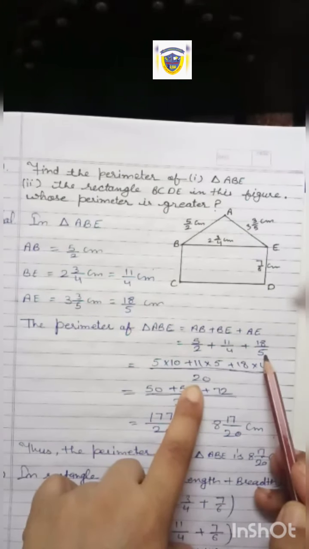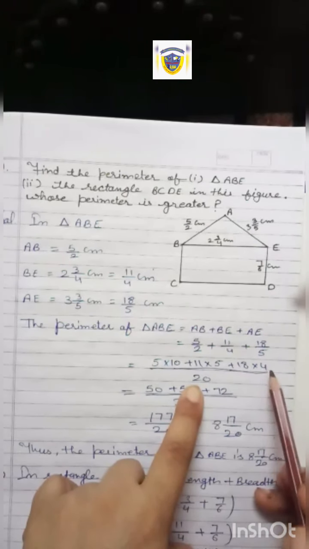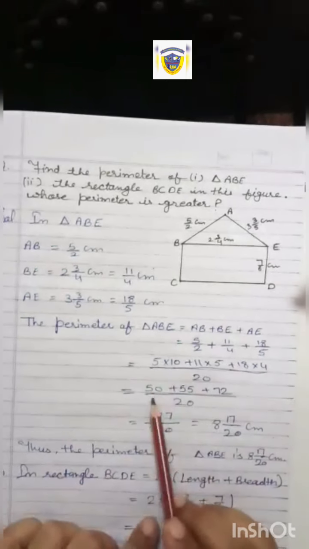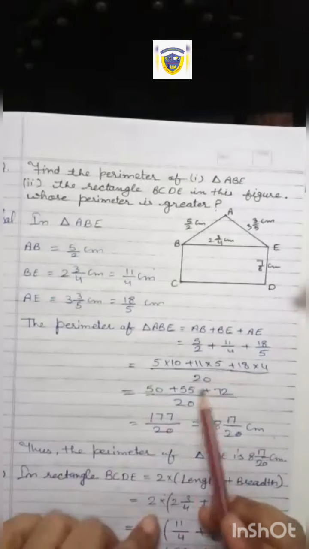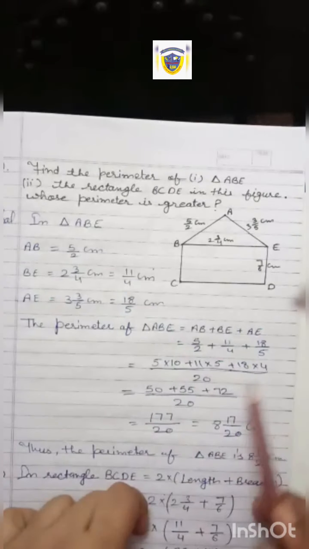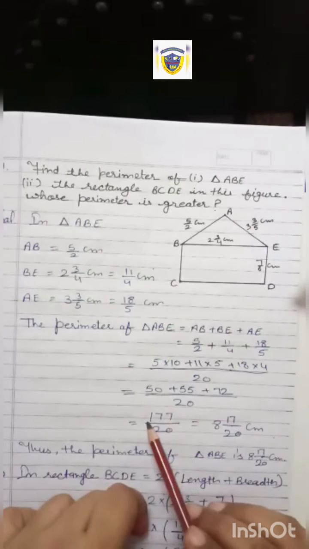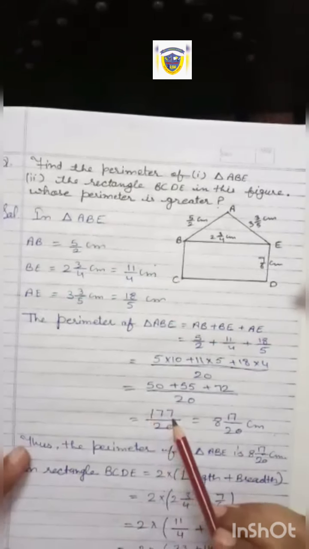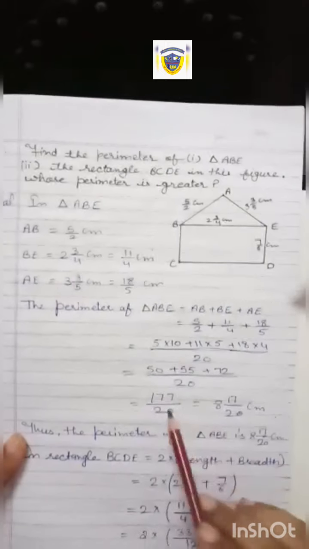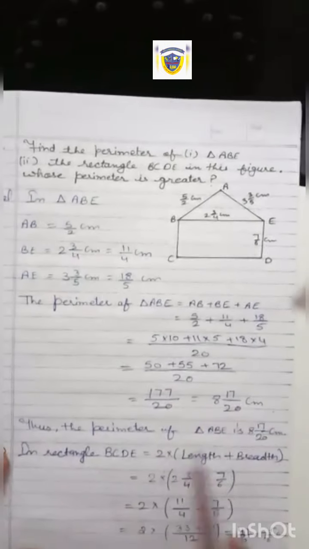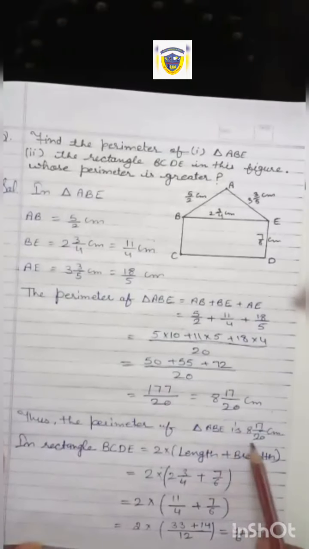20 divided by 5 is 4. Then I multiply 18 by 4. Now 5 into 10 is 50. 11 into 5 is 55. 18 into 4 is 72 upon 20. When I add this, it is 177 upon 20. Now I have written this in terms of mixed fraction. This is the perimeter of triangle ABE.